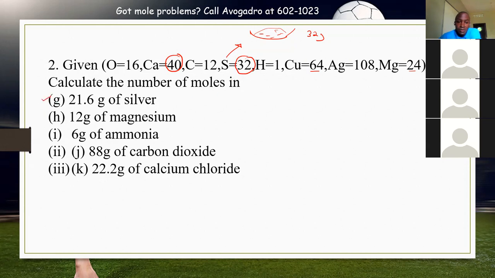Let us do this one of silver. So our silver has 108, weighs 108 grams, 1 mole. So I can say if I have 1 mole of silver being equivalent to 108 grams, that means I can also say 108 grams of silver are equivalent to 1 mole. Now, if 108 grams are equivalent to 1 mole, what about 1 gram of silver? What do you think it will be equal to?